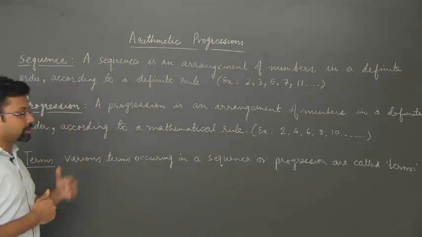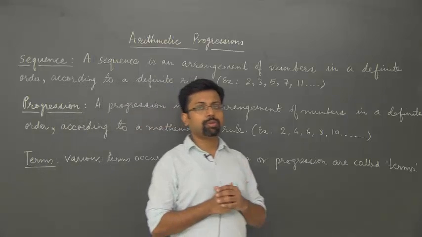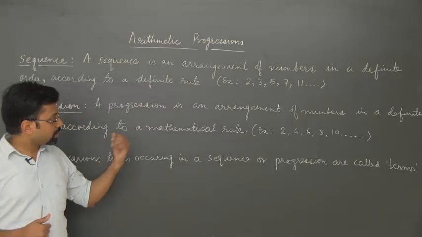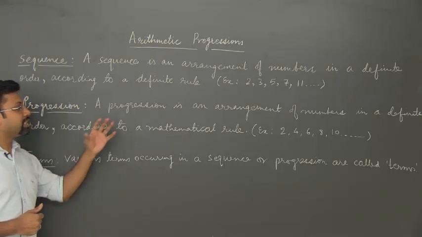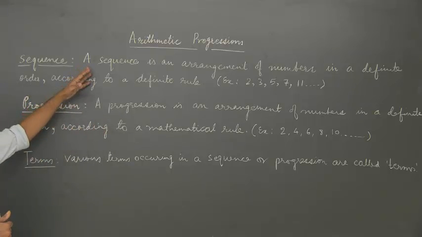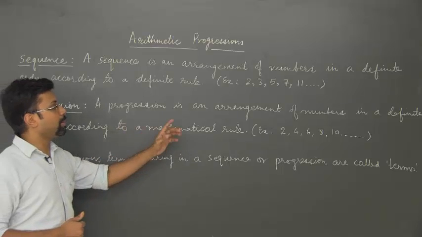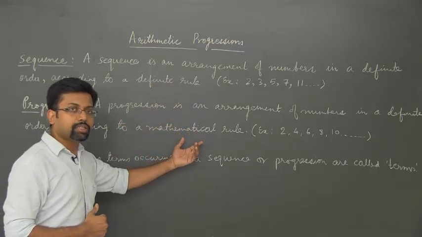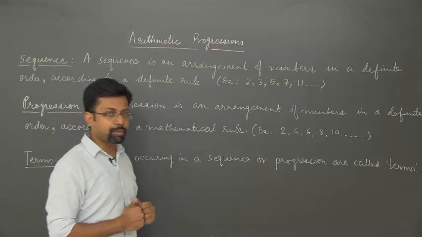Now the second term that you would quite often encounter, and a lot of people use it interchangeably, is the term progression. A progression is somewhat similar to the sequence but it is quite different from that. How is it different? We'll just see. A progression is an arrangement of numbers in a definite order just like a sequence, but it is arranged according to a mathematical rule. The definite rule here and the mathematical rule here are different things. We will see it through an example.